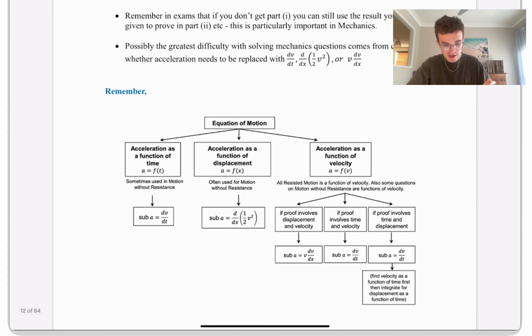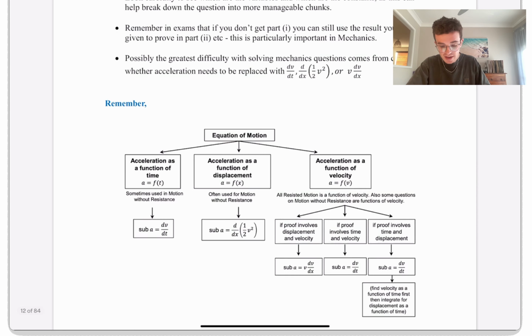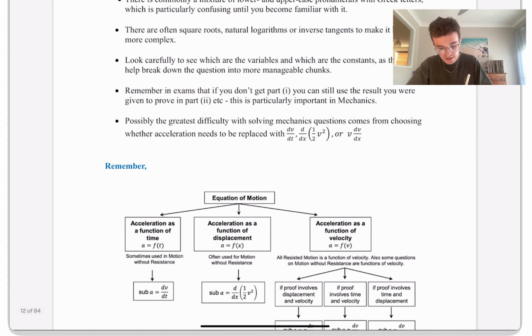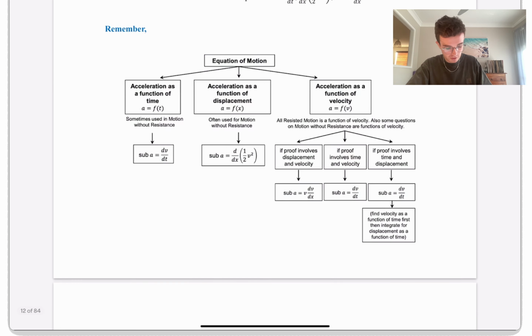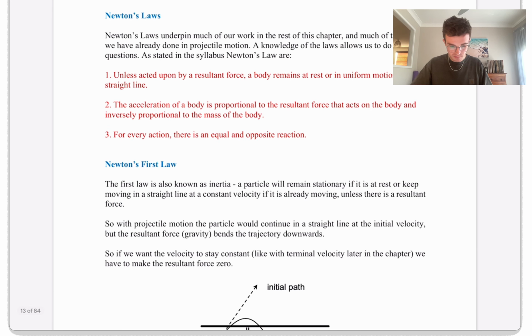As I've mentioned before, the greatest difficulty in solving mechanics questions comes from choosing whether we want to use dv/dt, d by dx of a half v squared, or v dv/dx. Again, we've got this little diagram that I've talked about before. You can refer to this for any confusion.